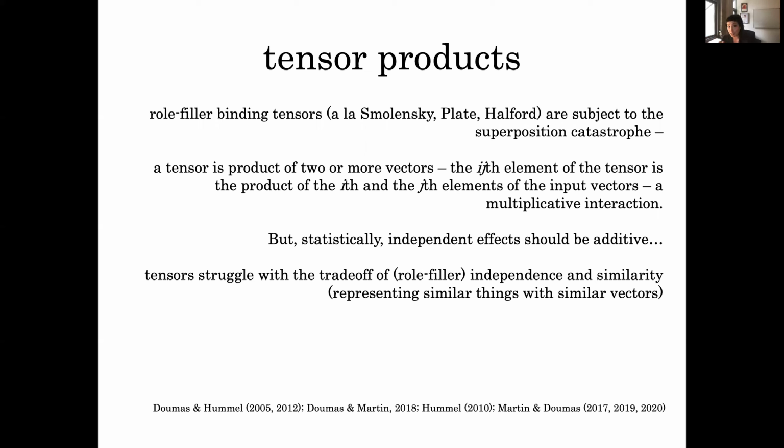But we know already that statistically, if we want independent effects, if we want to capture that information in the system, we need our effects to be additive and not interactive, right? That means that tensors struggle with the trade-off of role filler binding independence, or the independence of the role and filler information, and similarity, and that's representing similar things with similar vectors, which we can all agree we want our semantic system to capture.